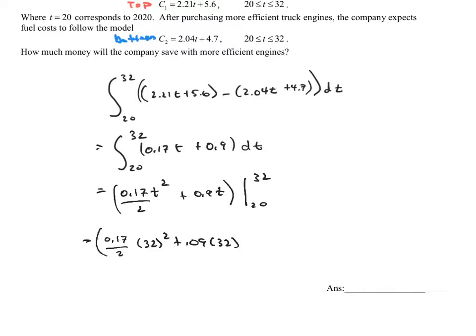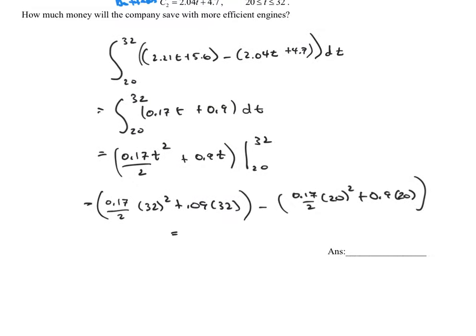I have now plugged in my upper limit of integration. Now I need to subtract off plugging in my lower limit of integration. So that'd be 0.17 divided by 2 times 20 squared plus 0.9 times 20. I plug those numbers in. Be very careful here. I'm going to go ahead and round to 2 decimal points, since it doesn't say what to round to. I'm getting approximately 63.84, but let's figure out what the heck that means.